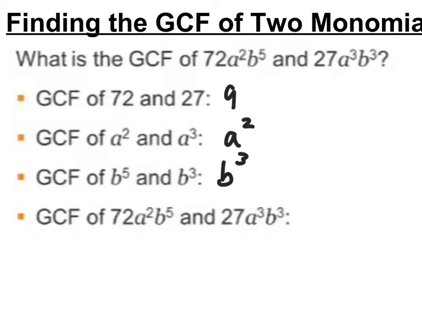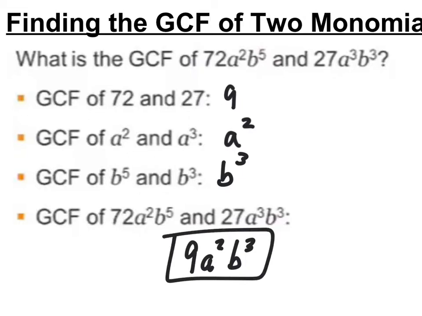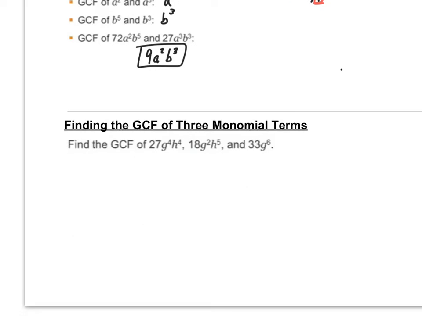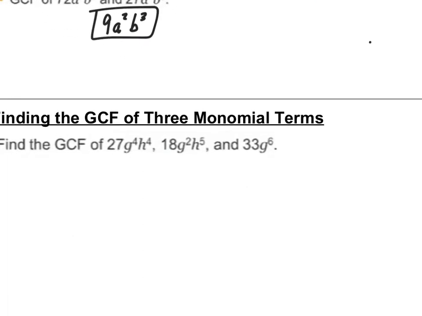So putting it all together, the greatest common factor of each of those terms is going to be 9a squared b cubed. And that's it. And we're done. Okay, all right, let's take a look at the following one. It says finding the GCF of 3 monomial terms. So we want to find the GCF of 27, 18, 33, with g to the fourth, g squared, and g to the sixth.